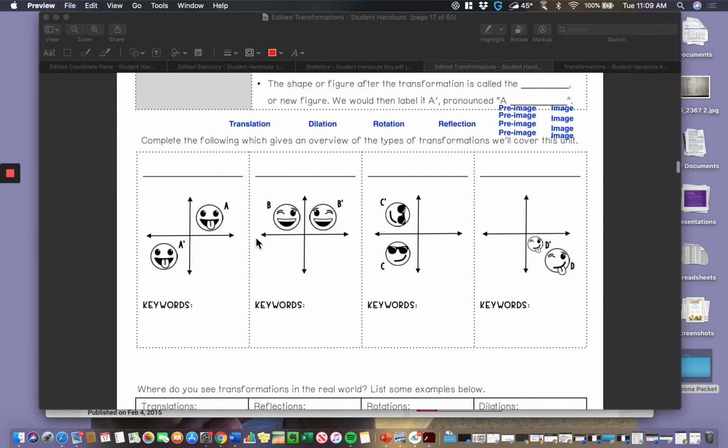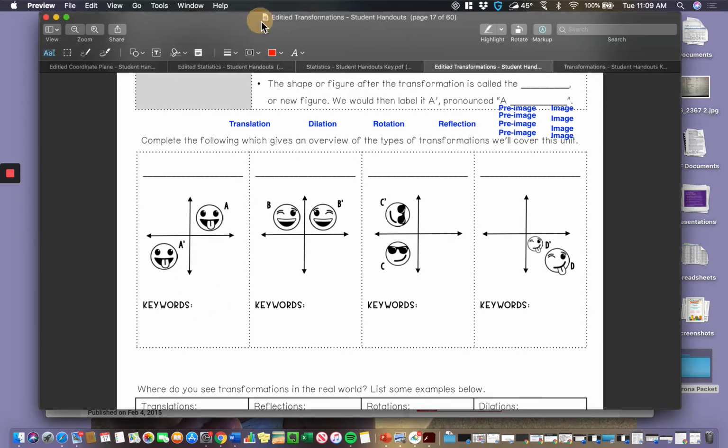Down here, we have to fill in this section right here. Complete the following, which gives an overview of the types of transformation we'll cover in this unit. We have 4 types of transformations: a translation, a dilation, a rotation, or a reflection. We have this first image here with our smiley faces, so we're going to go over some key words.